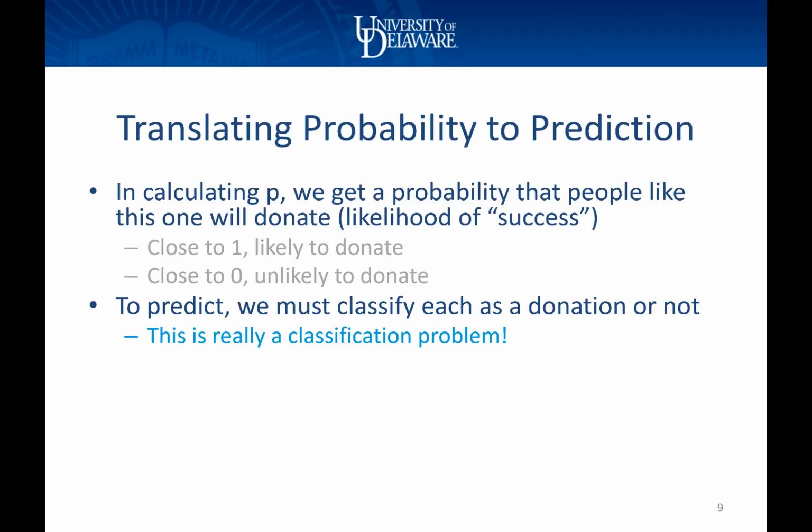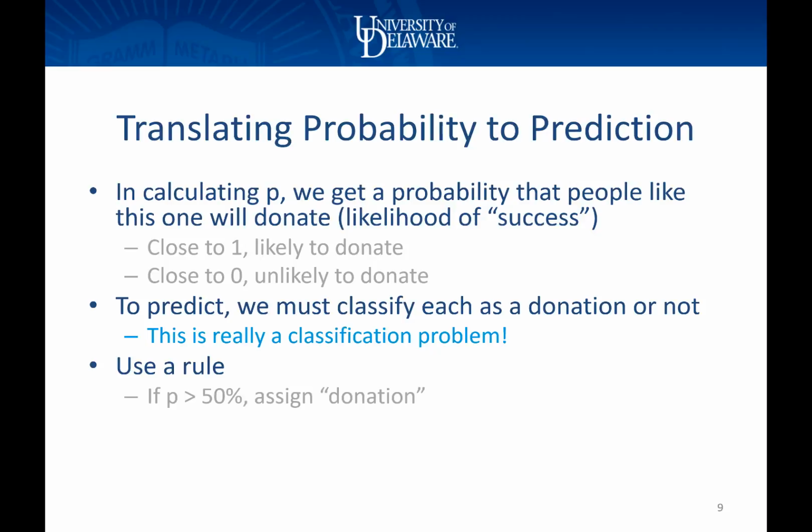We classified the 30-year-old into likely success, and we classified the 52-year-old into likely failure. The 30-year-old was very likely to donate with a probability of 0.99, and the 52-year-old was unlikely to donate with a probability of 0.0007. So we're going to use a rule to move from probabilities to predictions.